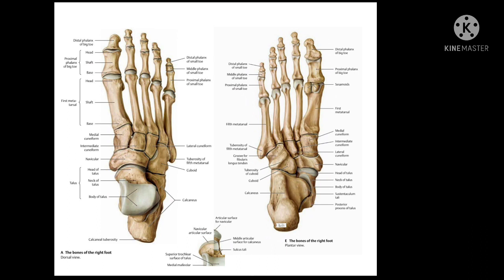Next are the parts of the metatarsal bones. Each of the metatarsal bone consists of 3 parts. Number 1 is the proximal end, which is also known as the base. Number 2, distal end, which is also known as the head. And in between the base and the head lies the intervening shaft or the body.